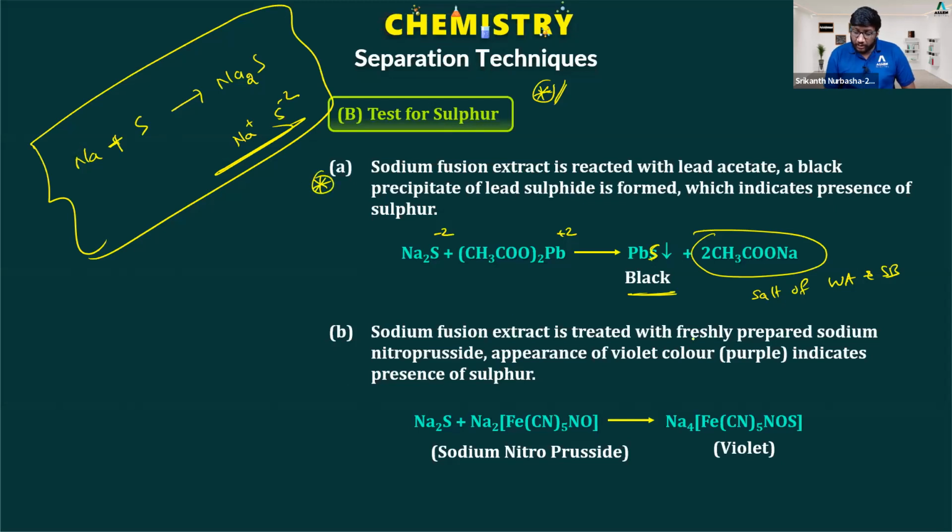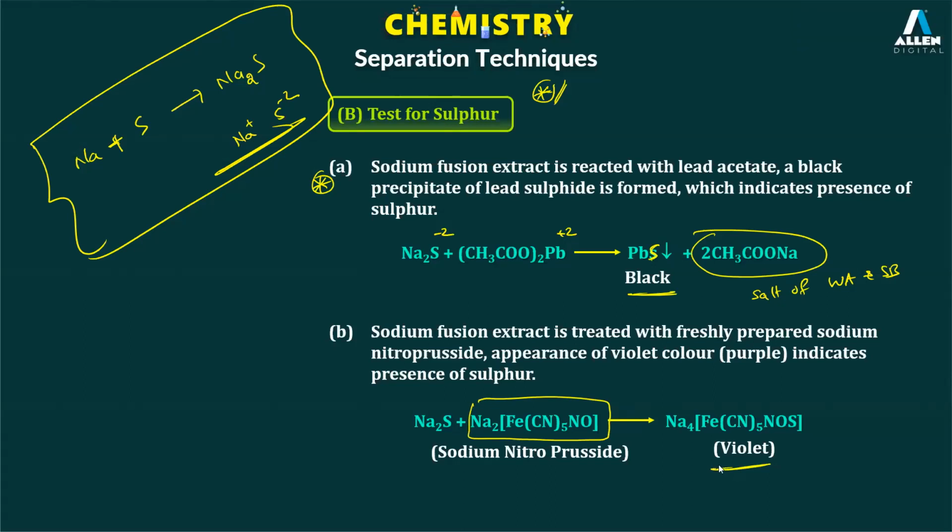Sodium fusion extract is treated with freshly prepared sodium nitroprusside. Na2S is reacted with Na2[Fe(CN)5NO]. Appearance of violet or purple color indicates the presence of sulfur. Again, this reaction is going to happen. Na2S plus Na2[Fe(CN)5NO], which is your sodium nitroprusside, will form Na4[Fe(CN)5NOS], which is a violet to purple colored complex. Is that clear, students? Yes.